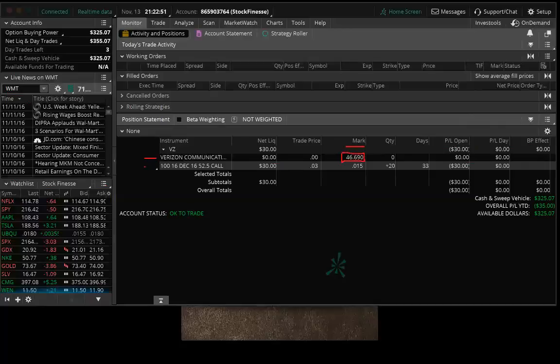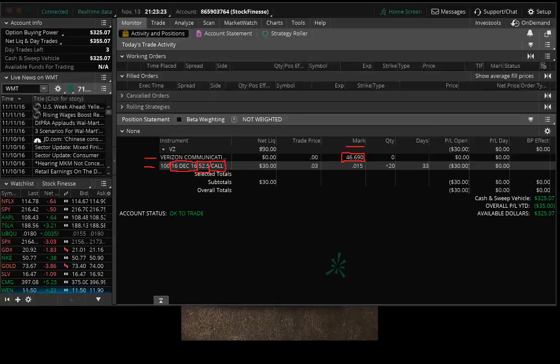The second line represents the contract we purchased. It's written day, month, year. This expires the 16th day of December 2016. The strike price is 52 and a half. That's the price we think it's going to go towards. Call is the type of contract it is.